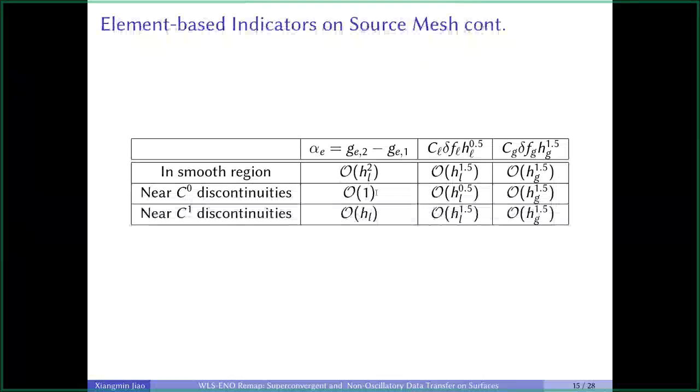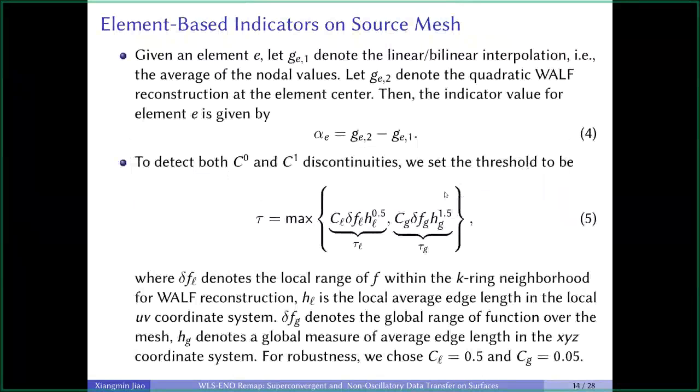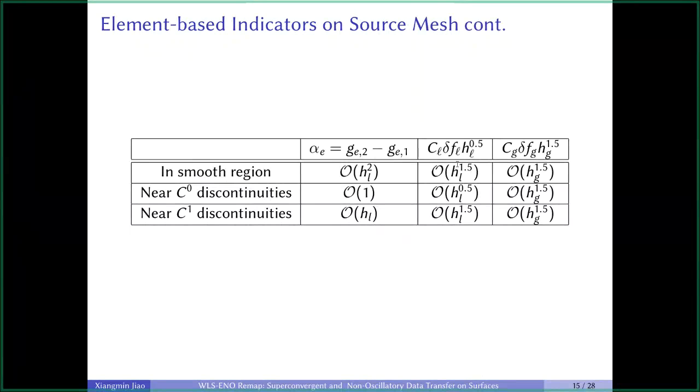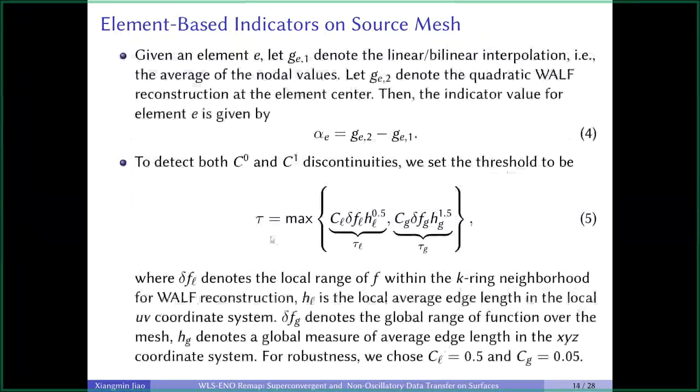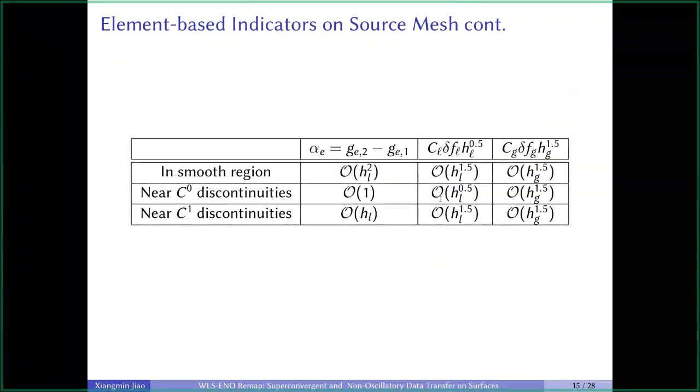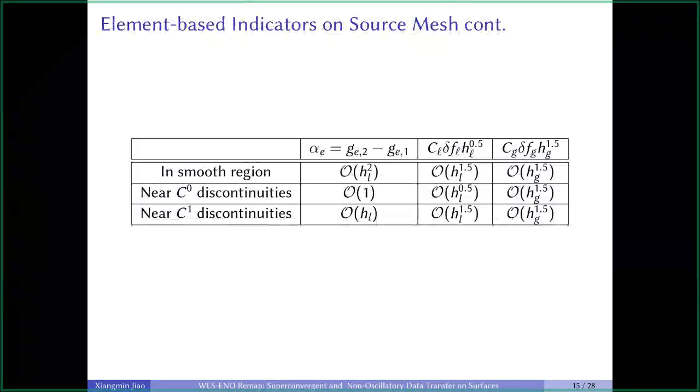And then how do we choose the threshold for alpha? Now, we want to choose the threshold such that it is going to have at least a square root of h gap with the true values. So this leads to this threshold based on local variation of the function value and global variation of function value. And we ensure that there is at least an order of square root of h gap. So the detection will be very accurate in terms of alpha.